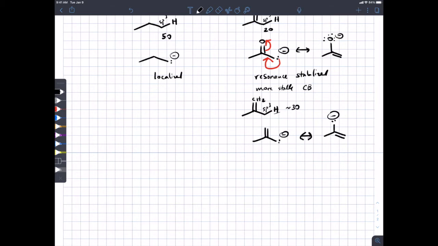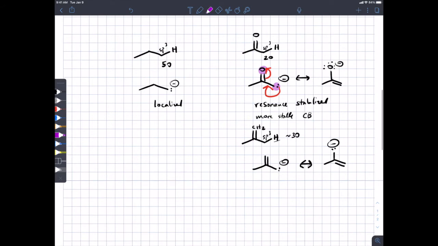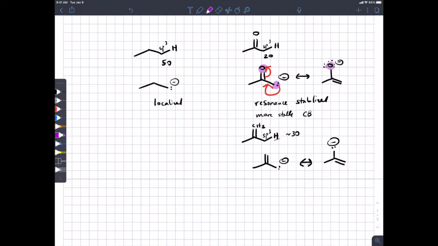Electronegativity of carbon versus oxygen. So you want to look at the atoms that bear the negative charge in the conjugate base. In the case of the conjugate base of the ketone, you're sharing it between carbon and oxygen. In the molecule below, you would be sharing it between carbon and carbon. There's an electronegativity difference. So sometimes multiple factors contribute to why one molecule is more acidic than another. Both of these are resonance stabilized. The difference is one of the atoms on which the negative charge can be in the resonance structures is oxygen up top, but not below.